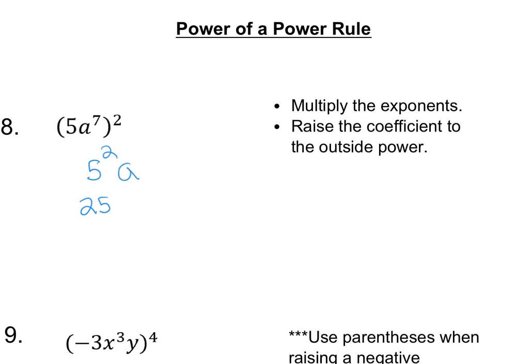A, what do we do with the exponents when we go power to power? Starts with an M. Multiply. So 7 times 2. 7 times 2 is 14. There's your solution. And you're done. Ta-da. Questions with that one?